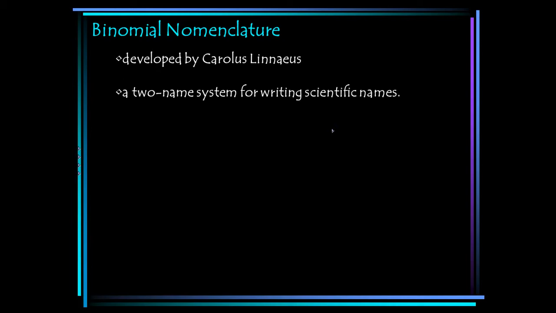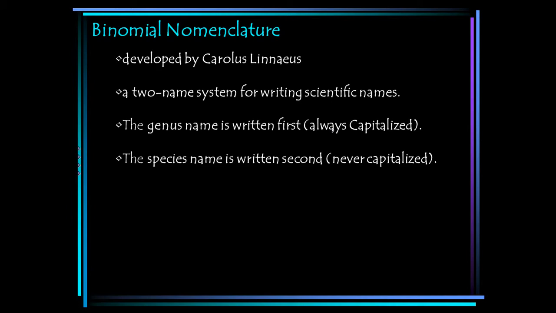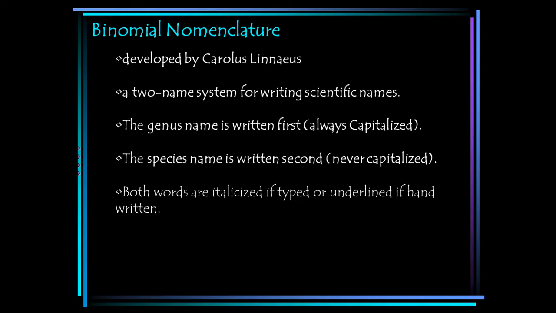The scientific name, or the naming of organisms, is called Binomial Nomenclature. This system was developed by Carolus Linnaeus. It's a two-name system for writing scientific names. You start with the genus. This is always written first, and it's always capitalized. The second part of the name is the species, and this is written after the genus, and it's never capitalized. Both words in binomial nomenclature are italicized if they're typed, or underlined if they're handwritten.